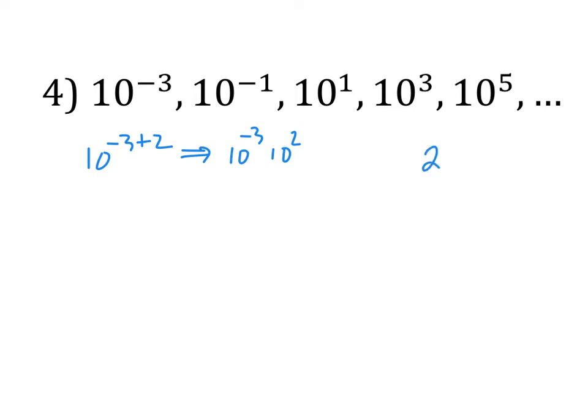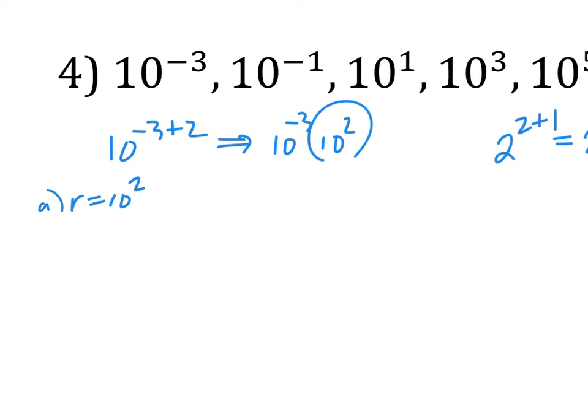Okay, so not sure if you remember. If you have two exponents, let's do something that has numbers. 2 to the 2 plus 1, for example, is 2 squared times 2 to the first. Okay, so you can split up adding and subtracting exponents like this. Okay, so you can see that we're actually going to multiply by 10 to the second, so that means r is 10 to the second. Okay, so that's part A. Part B, again, we're going to come back to later once we have the explicit formula.